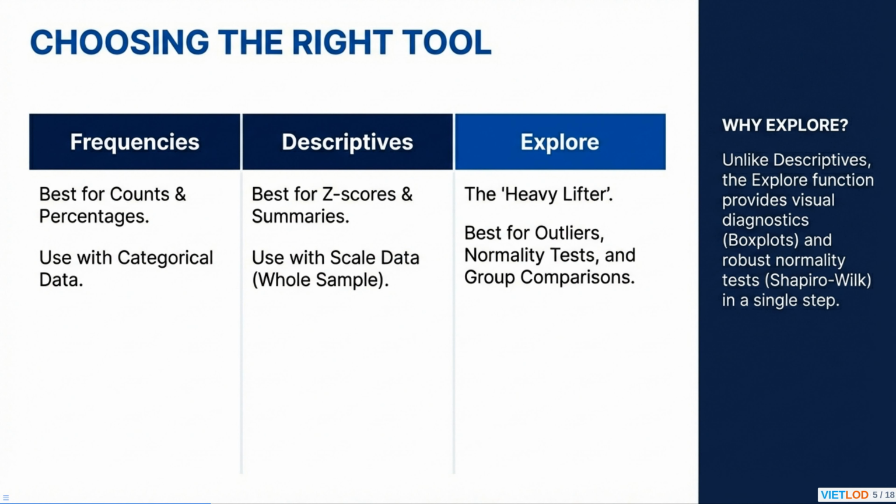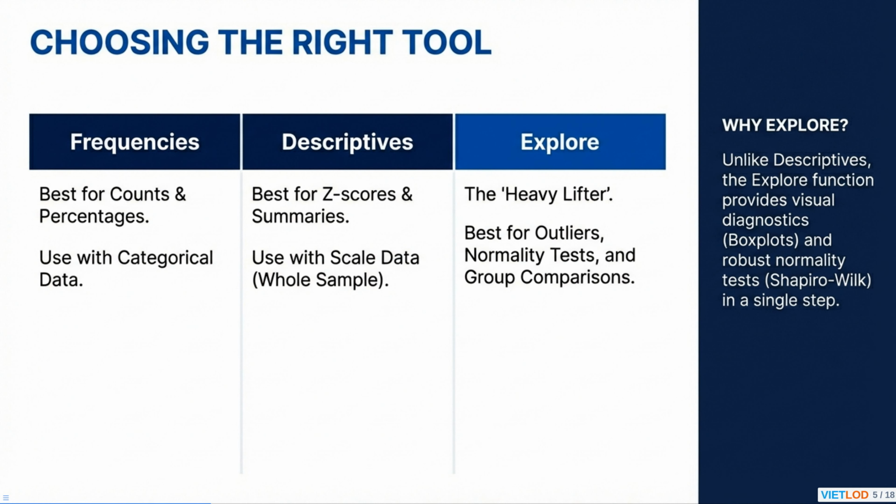After understanding the importance of data screening, let's look at the specific tools SPSS provides and when to use each. The frequencies command is your go-to for categorical data, offering simple counts and percentages to understand the distribution of non-numeric variables. For scale data, if you need overall summaries, z-scores, or basic descriptive statistics for your entire sample, the descriptives command is appropriate.